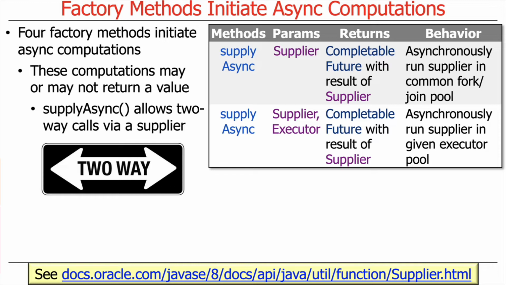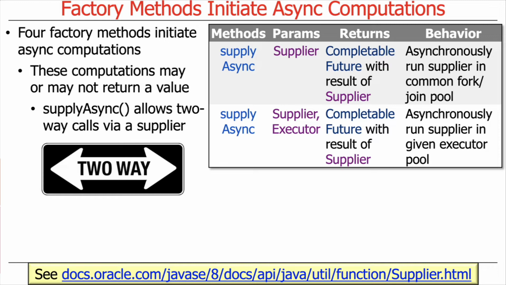So both of them will run asynchronously. The first one will use the common fork join pool. The second will use whatever executor pool you give it, which could be the fork join pool, but why would you do that? Just use the no parameter version of supplyAsync. In both cases, both methods return a completable future that, when complete, will have the result of whatever the supplier computation dictated it to do.